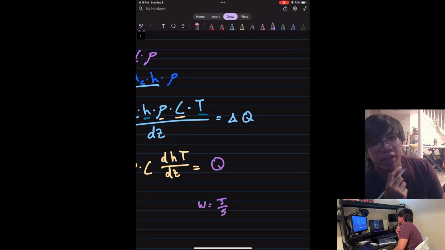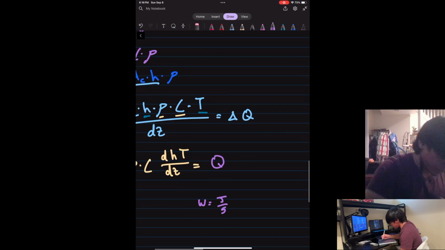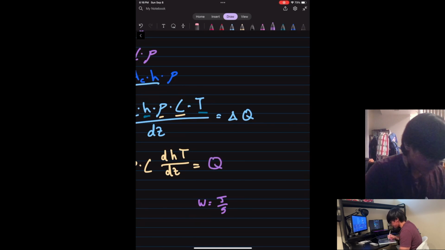I was deciding if I want to keep it as big Q for now, but yeah, let's just keep it big Q for now. So that is the heating component, the energy of our heating component being added to the system.